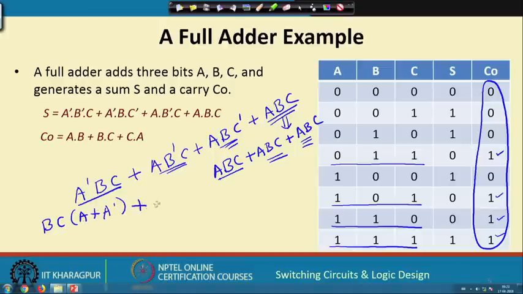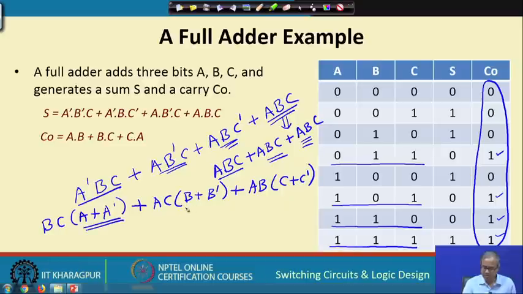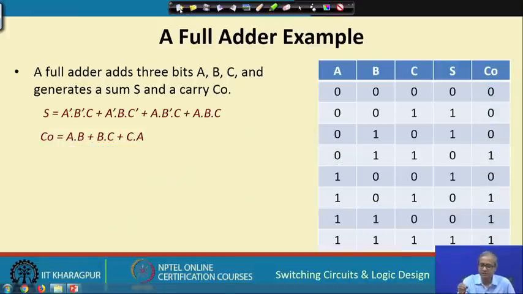From the second two, if I take A C common, I get B from here and B bar from here, and lastly from this and this, if I take A B common, I get C plus C bar. Now, A plus A bar is 1, B plus B bar is 1, C plus C bar is 1. So, I get finally A B or B C or C A. So, what I am showing here is the same function, but in a minimized form, A B or B C or C A. Okay? This is what a full adder is.